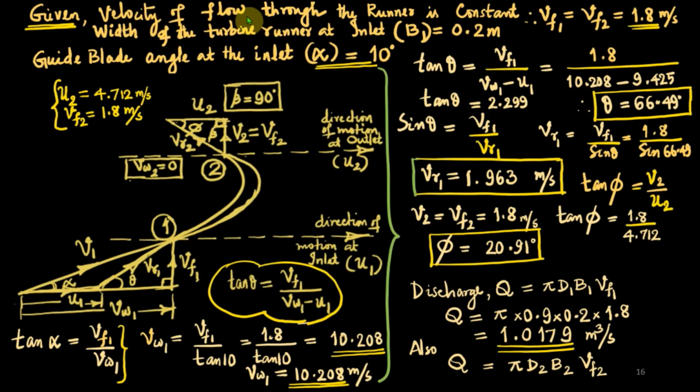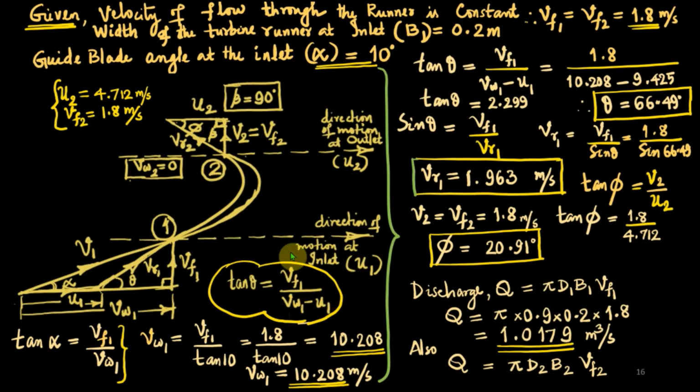It is given that the velocity of flow through the runner is constant. So that means the radial component of flow velocity Vf1 is equal to Vf2, that is equal to 1.8 meter per second. And width of the turbine runner at inlet B1 is given as 0.2 meters. And guide blade angle at the inlet alpha is also given as 10 degrees. So what we can do is, after considering the velocity triangle, formulate a relationship for theta, that is tan theta. Tan theta is equal to Vf1 divided by Vw1 minus U1.